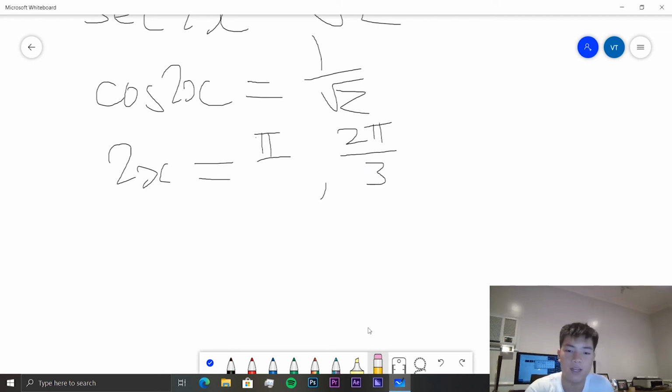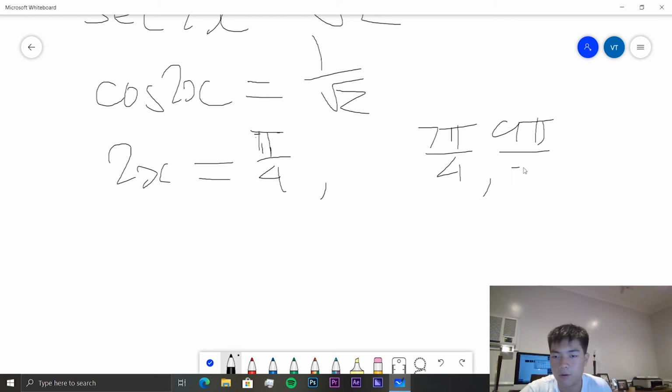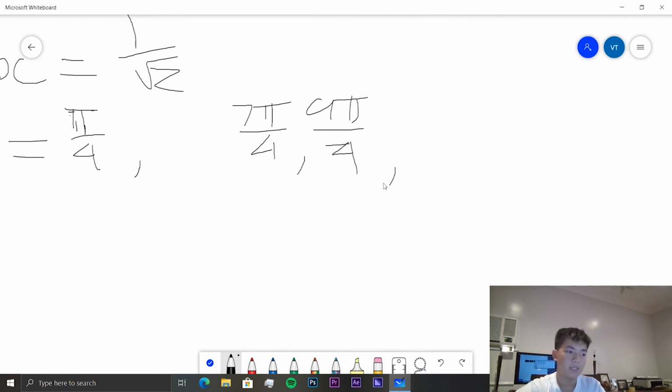It's pi over 4. Yeah, no, I'm being silly. This is pi over 4, and then 7 pi over 4. And we need to use a little trick where it can also be 9 pi over 4, and, because 2x just has to be less than 4 pi, because x only has to be less than 2 pi, this would be, mental math, 15 pi over 4.